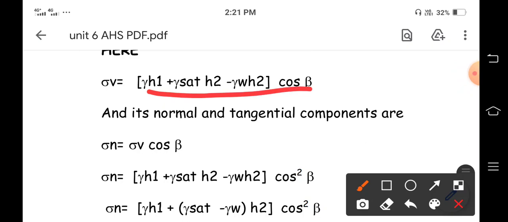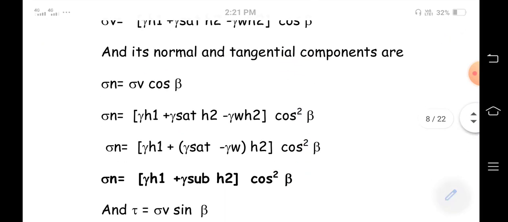So if you put the value of sigma v into this formula, our formula becomes gamma h1 plus gamma saturated h2 minus gamma w h2, into cos of beta, into cos of beta, that is cos square beta. Okay, so we can also write, if we take h2 as common, gamma h1 plus gamma saturated minus gamma w into h2, into cos square beta.